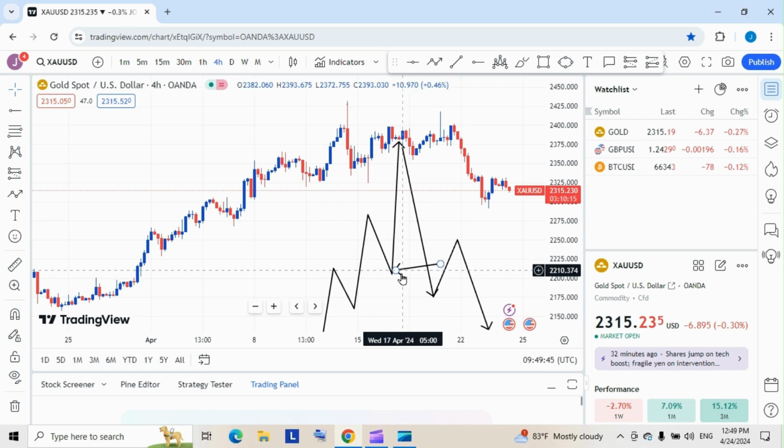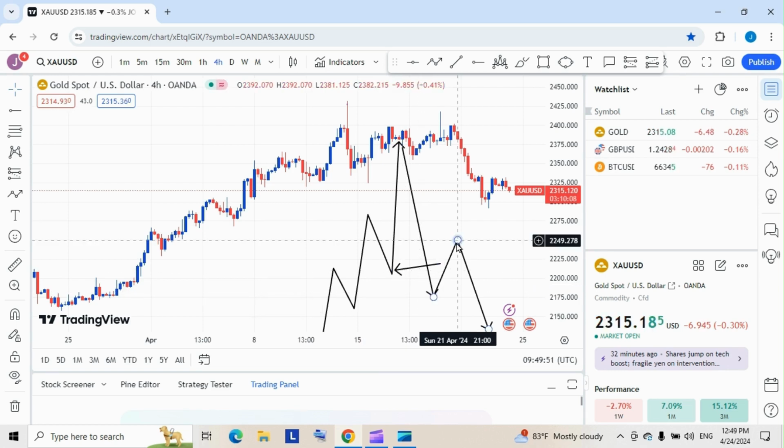So this is our high. The buyers came in and pushed the market right up here, but they were not able to push far. The sellers came in and pushed the market down. This is when you see a reversal. This is very important.